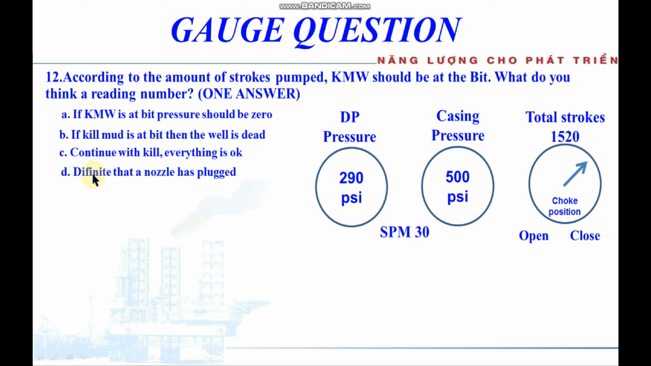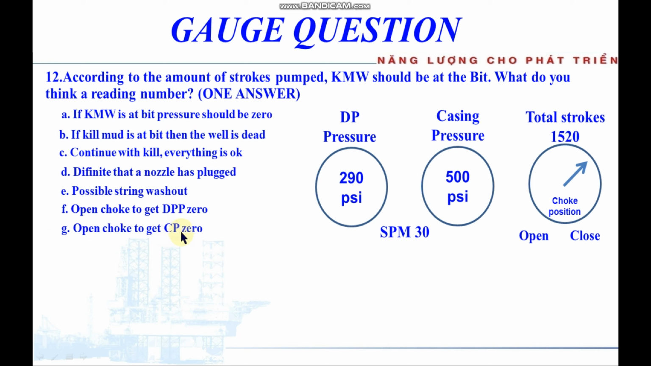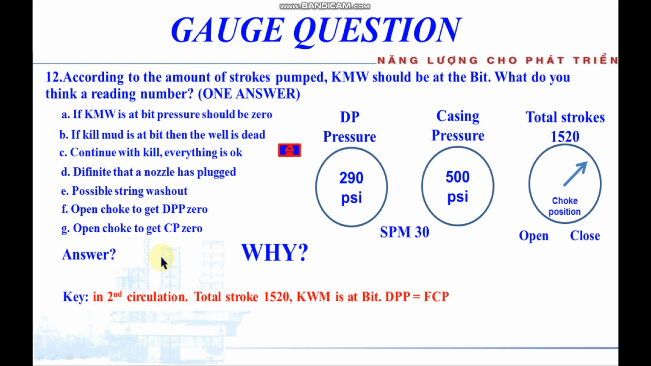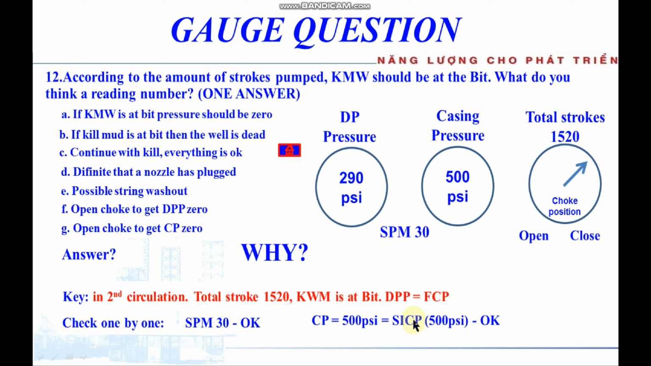If I imply that the nozzle has blocked, the pressure should run out. Open choke to get the vibration 0. Open choke to get the vibration 0. Answer 1. Continue to kill, everything is good. Still in the second circulation. Total stroke 1520. Check one by one. SPM 30, okay. Casing pressure 500, the same. Dubai pressure 290 equal with the graph, that's okay.